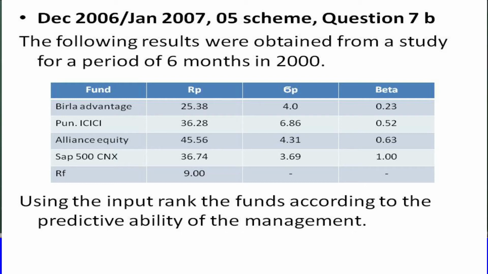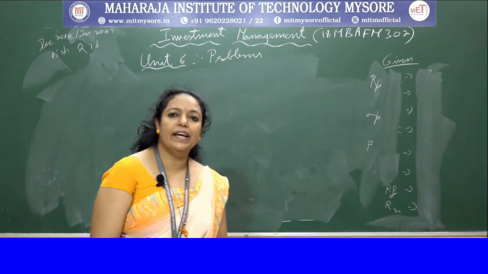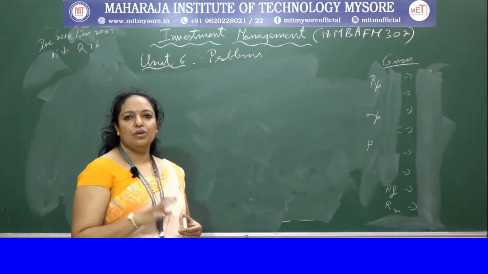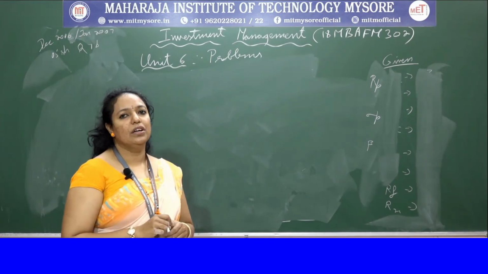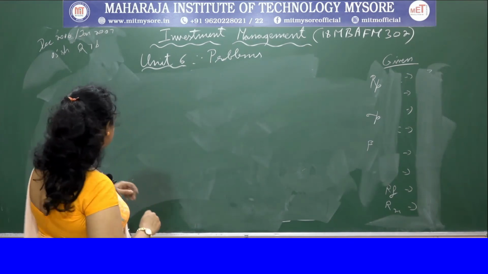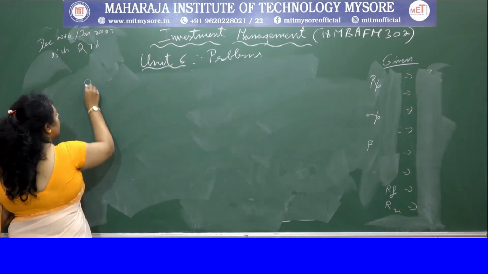Beta of Birla Advantage is 0.23, Prudential ICICI is 0.52, Alliance Equity is 0.63, and S&P 500 CNX is 1. They said to use the input to rank the funds according to the predictive ability of the management. So first we have to do Sharpe and Treynor as usual, and for Jensen you have to do the predictive ability. Let's start with Sharpe's measure.